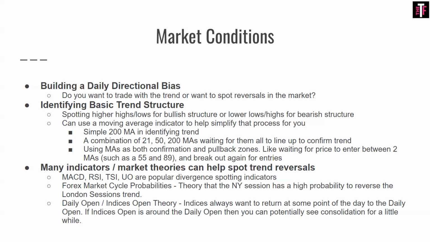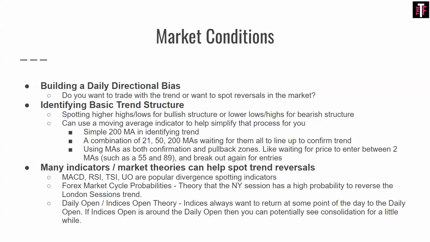You can just slap on a 200 moving average and identify trend. If price is above, that's potentially bullish. If price is below, that's potentially bearish. You could do something like Artie has done with 3-line strike, a combination of the 21, 50, and 200. When they all line up, that's a bullish trend. Whenever the 21 is above the 50, above the 200, that's a bullish trend, vice versa for a bearish trend.